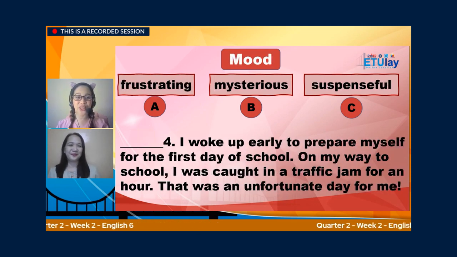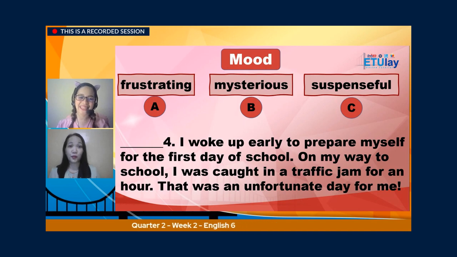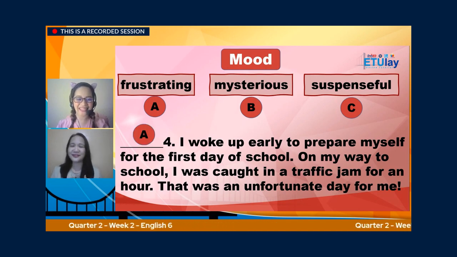Right. And for number four, this has something to do with the mood. I woke up early to prepare myself for the first day of school. On my way to school, I was caught in a traffic jam for an hour. That was an unfortunate day for me. A, frustrating. B, mysterious. C, suspenseful. What do you think is the answer? Letter A, frustrating.